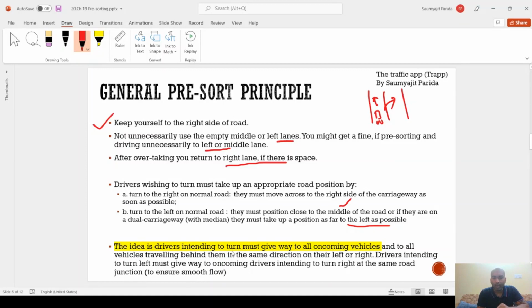The idea is drivers intending to turn must give way to all oncoming vehicles. This part we have already covered in the previous videos. And to all vehicles traveling behind them in the same direction on their left or right. Drivers intending to turn left must give way to oncoming drivers intending to turn right at the same road junction to ensure smooth flow. To understand this concept took me a long time, but I think the idea is very clear here with the rules stated. So please, if you do not understand, come back to me.